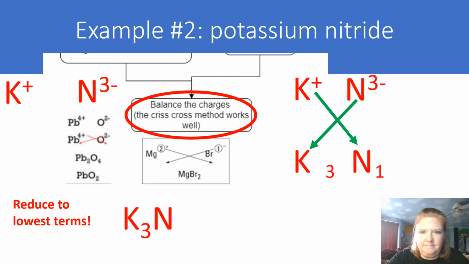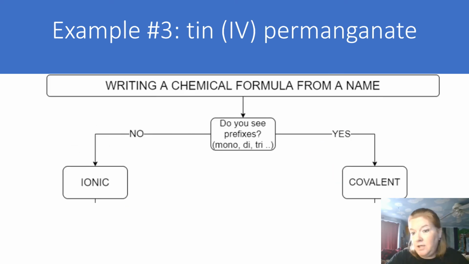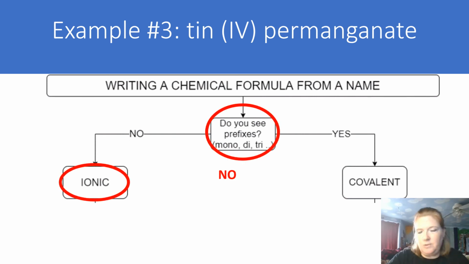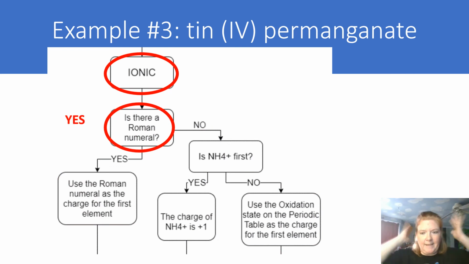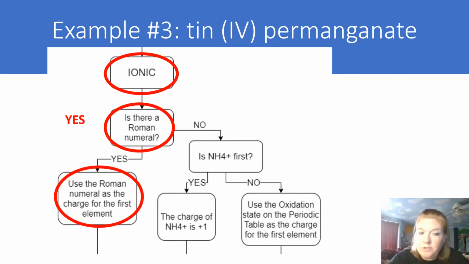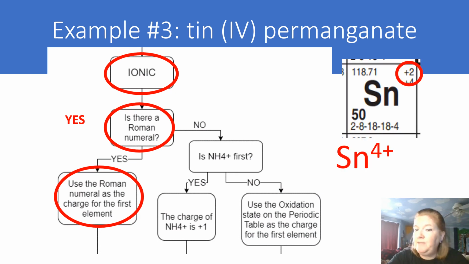All right, let's look at another example. Tin IV permanganate. No prefixes, so it's ionic. Is there a Roman numeral? Yes, there is. So use the Roman numeral as the charge for the first element. Well, IV is what? 4. So tin 4 positive, I know. And it's one of the options that tin has.